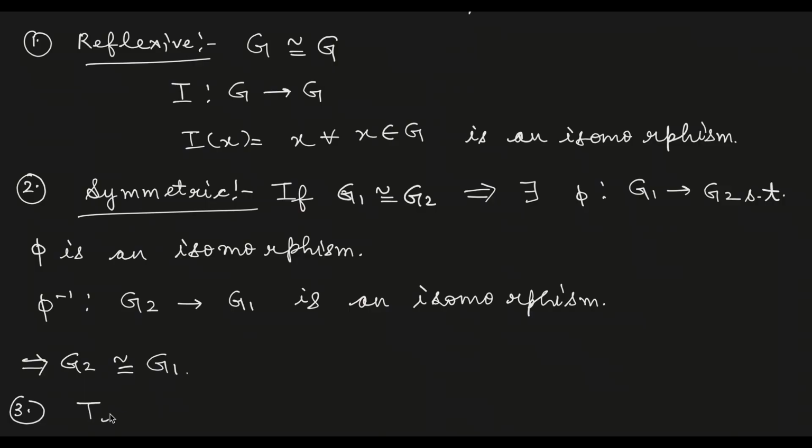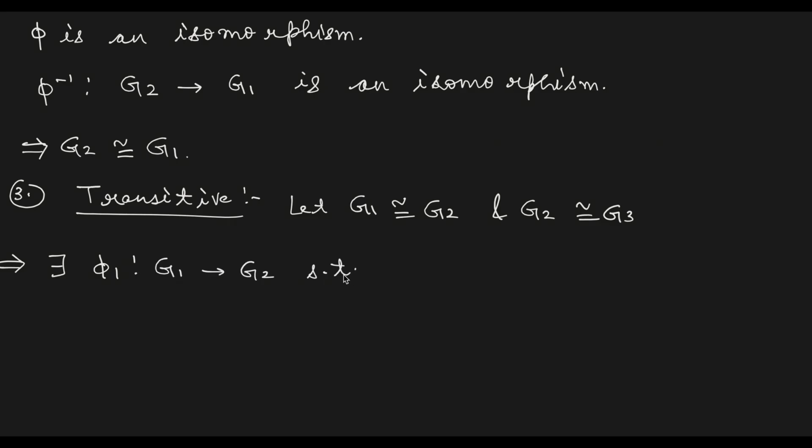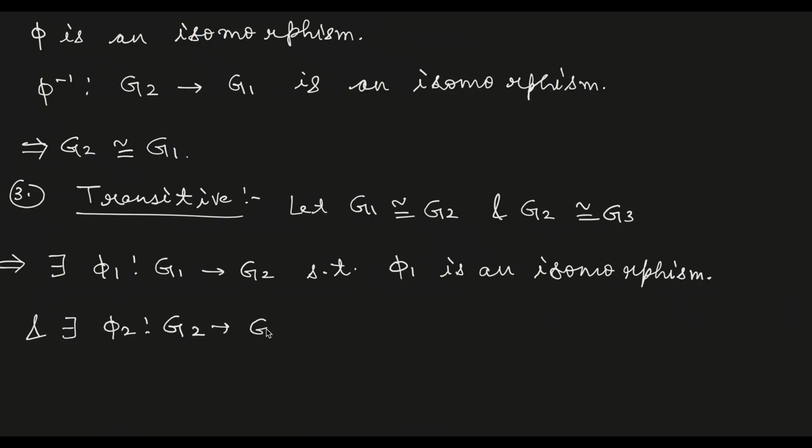Next, transitive. Let G1 be isomorphic to G2 and G2 be isomorphic to G3. This means there exists a map phi 1 mapping from G1 to G2 such that phi 1 is an isomorphism, and there exists phi 2 mapping from G2 to G3 such that phi 2 is an isomorphism.